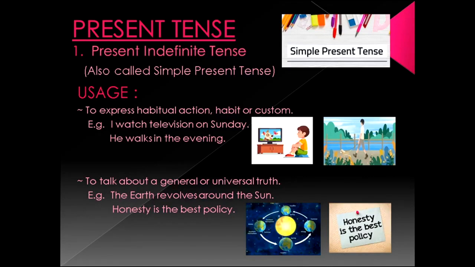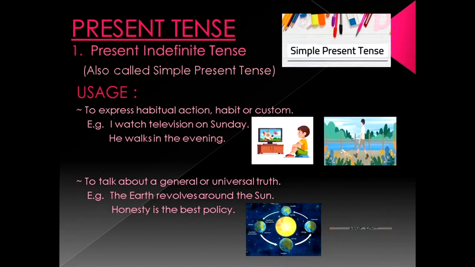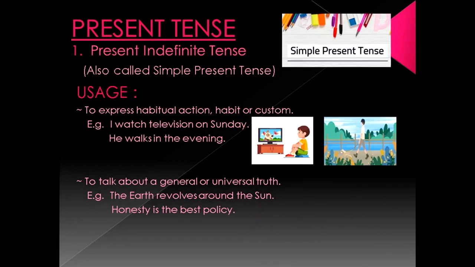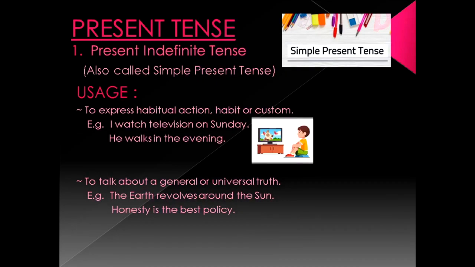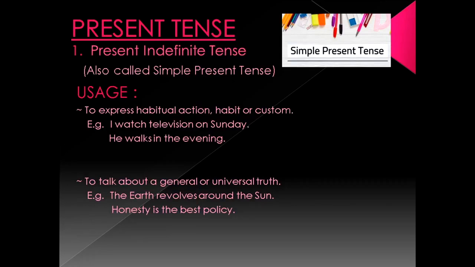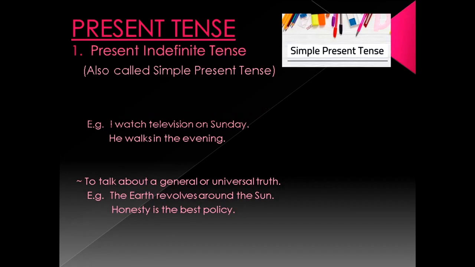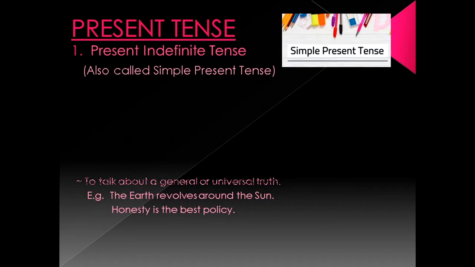Now, next is to talk about a general or universal truth. Now, what is a universal truth? A truth which is accepted by all. You cannot deny the fact. Now, for example, if I say the earth revolves around the sun, this is a universal truth.